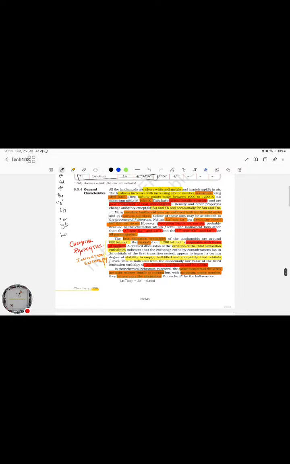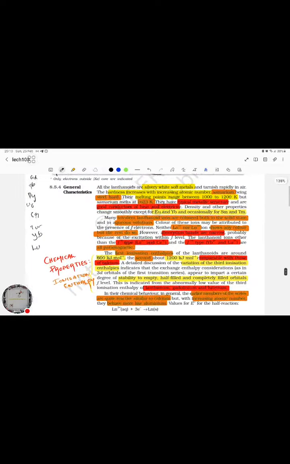General characteristics: all the lanthanoids are silvery white soft metals and tarnish rapidly in air. The hardness increases with the increase in atomic number, samarium being steel hard. So what they're trying to say is that they have a silvery white appearance, and they are soft metals, and they become harder with increasing atomic number, and samarium will have a steel hard physical property.